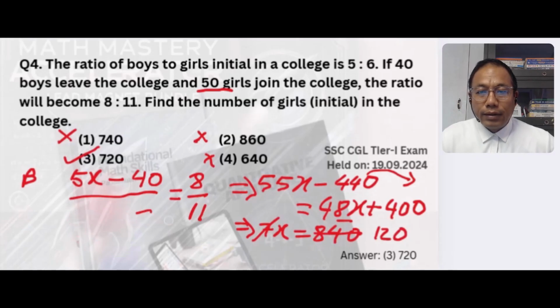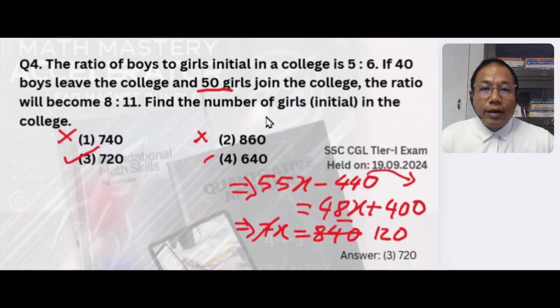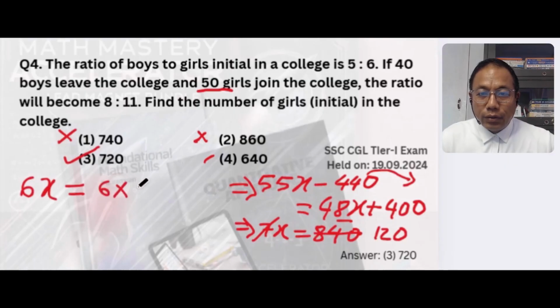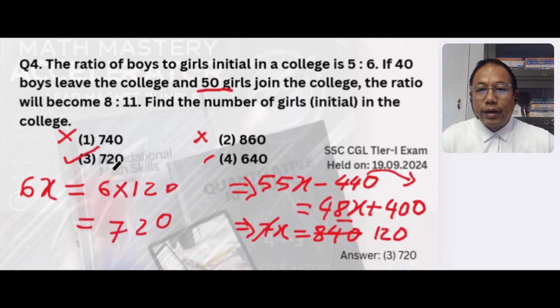Find the number of girls in the college. Initial number of girls is 6x. 6x is 6 into 120. 0, 6 times 2 is 12, 2 and 1 in hand, 6 times 1 is 6, 7, 7 to 0. We get the same answer. In this case, we don't need any calculation, okay?